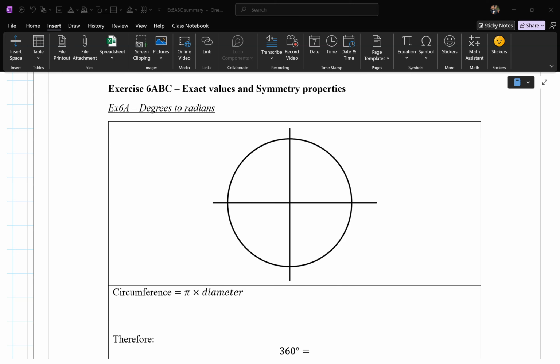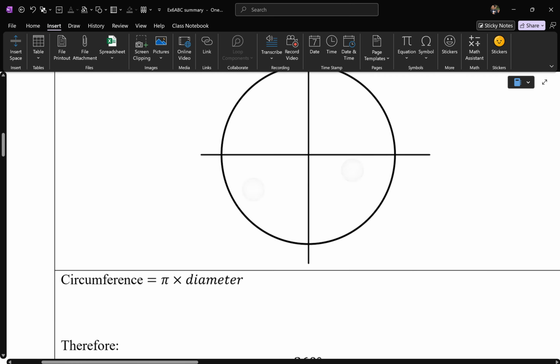Right, circular functions. They're called circular functions, sine, cos, tan, because they are related to the circle. Now, the first thing is, let's have a think about the rule.